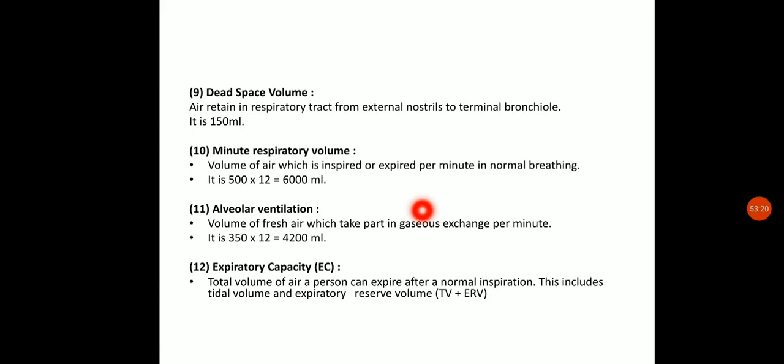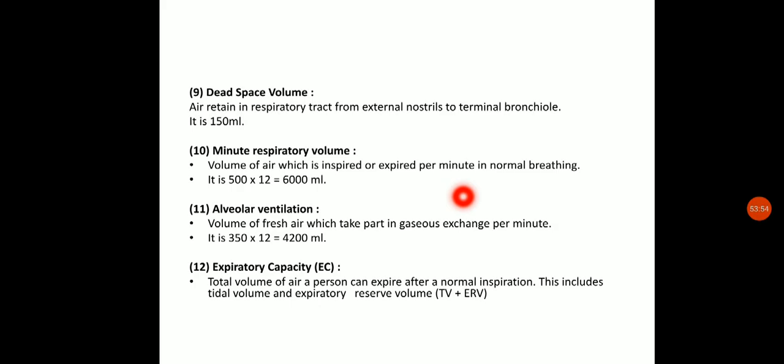Okay. Next is alveolar ventilation. It's the volume of fresh air which takes part in the gaseous exchange per minute, which will be around 350 ml. Out of this 500, 350 is the amount of gas which is actually used. This is the fresh air, because the dead space, which is 150 ml, is not used. So out of tidal volume, that is 500, the 150 will be of no use, so we will be considering only the 350 ml.